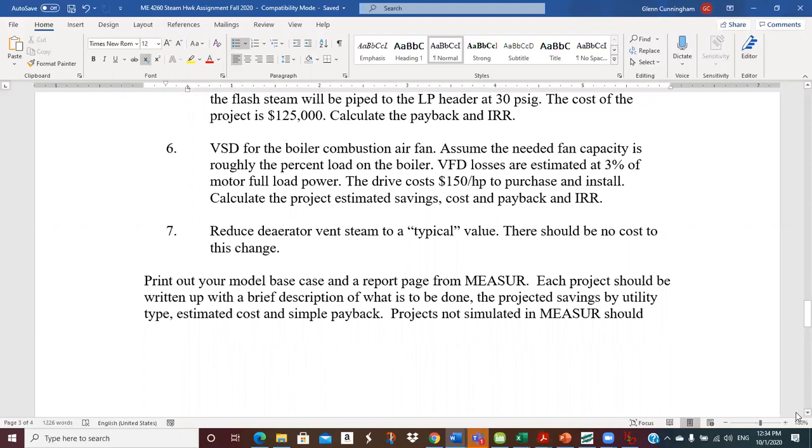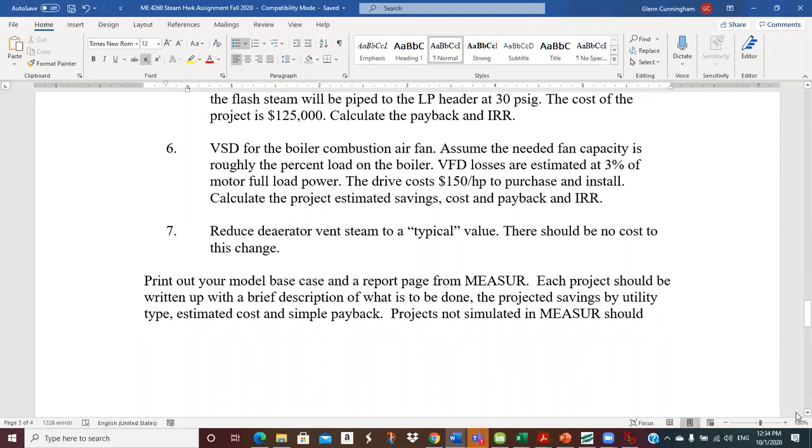VFD losses, I left that off of mine. I'm going to have to edit my solution. I just can't make a good grade on my own homework. That's one reason I like to go over it in class. I find all my mistakes, because the worst thing is to grade everybody from an incorrect answer. So anyway, we're going to assume VFD losses are 3% of full load motor power.